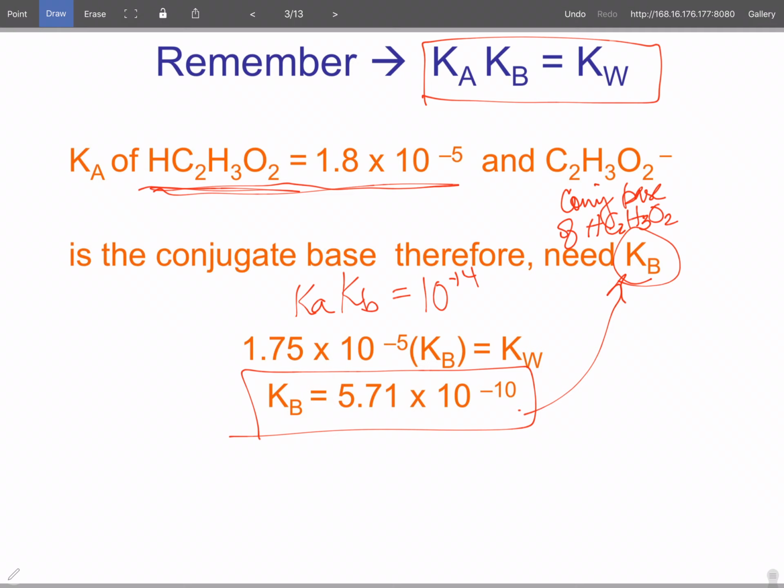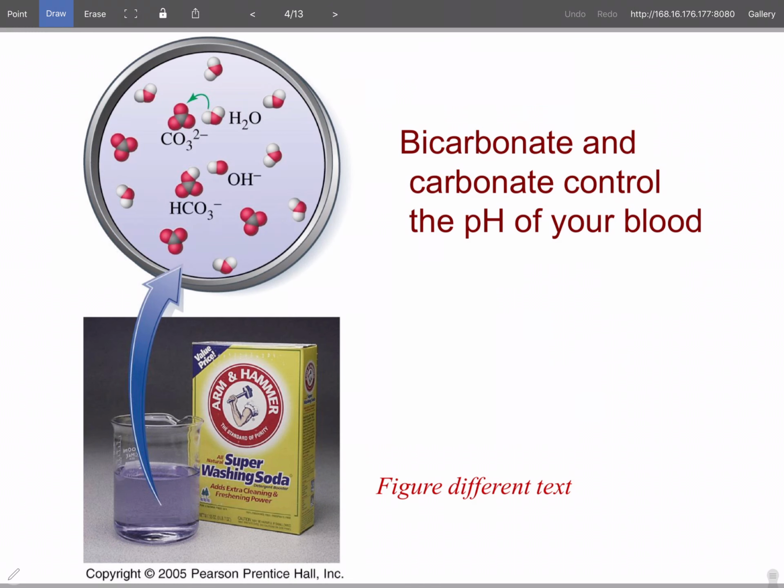Water's 10 to the minus 14th. The base is 10 to the minus 10th. So while it is still basic, it's a very weak base because acetic acid is a relatively strong weak acid, so the base would be comparable in terms of the weakness. This goes on a regular basis with everything else. Bicarbonate and carbonate control the pH of your blood. It also works in washing soda.